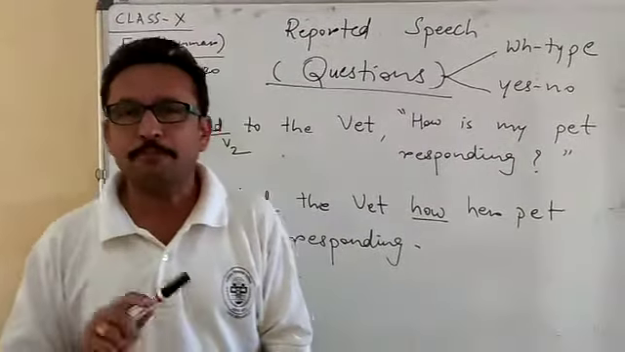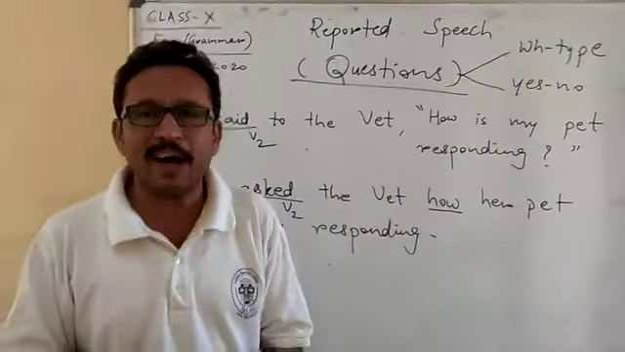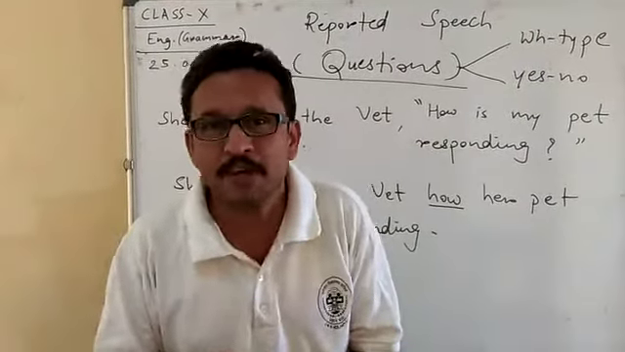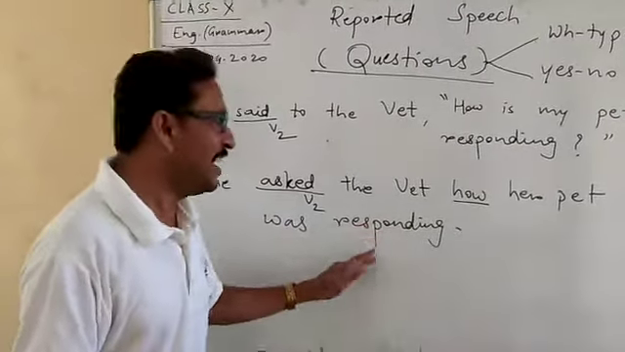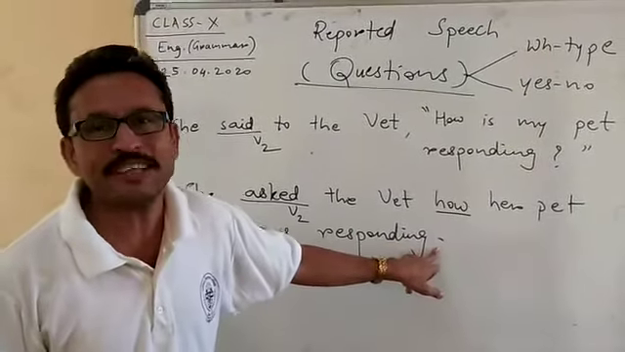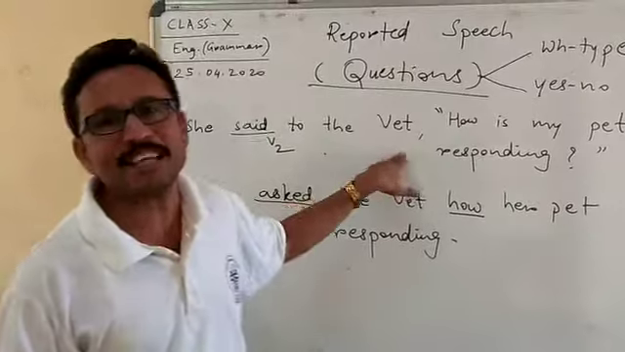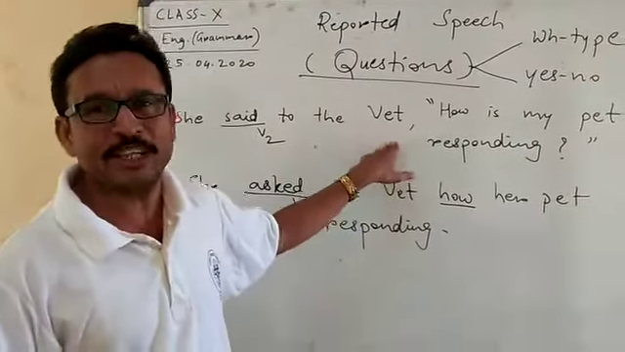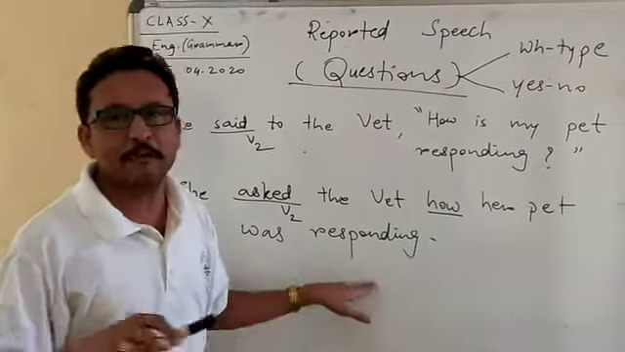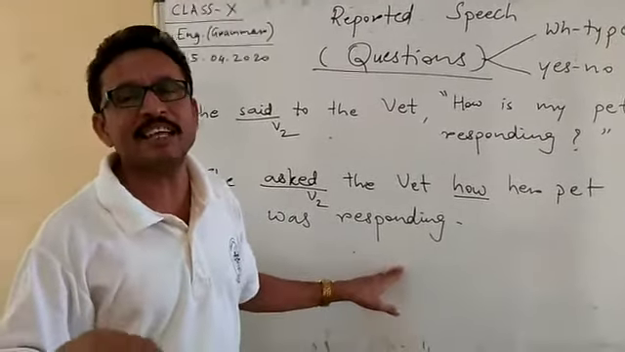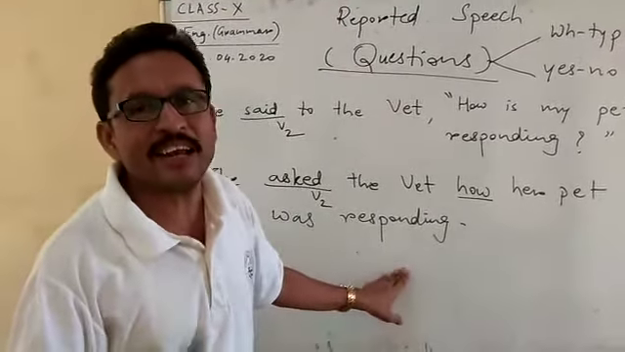Direct speech may end with a question mark, it may end with an exclamation mark, but indirect speech only ends with a full stop. Now what does that mean? It simply means that whatever may be the type of sentence in direct speech, in indirect speech we convert it only into an assertive sentence, or a statement, or declarative sentence.